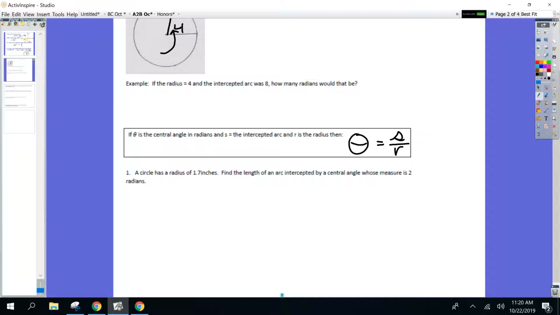Maybe you guys did this in geometry a couple years ago. It's not sine, cosine, tangent. No. That's coming back up this unit, trust me.